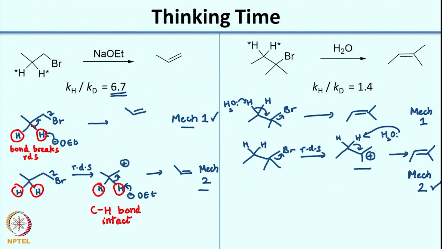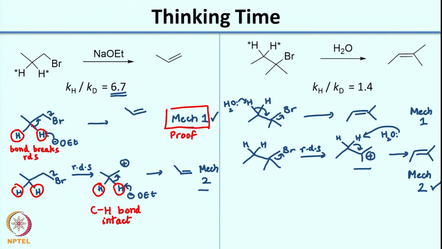So that means that had it gone through mechanism 2, it would not have shown such a great Kh over Kd value. But the fact that it is showing a large Kh over Kd value gives you evidence that the reaction is going via mechanism 1. Alright. Now let us look at the second case.